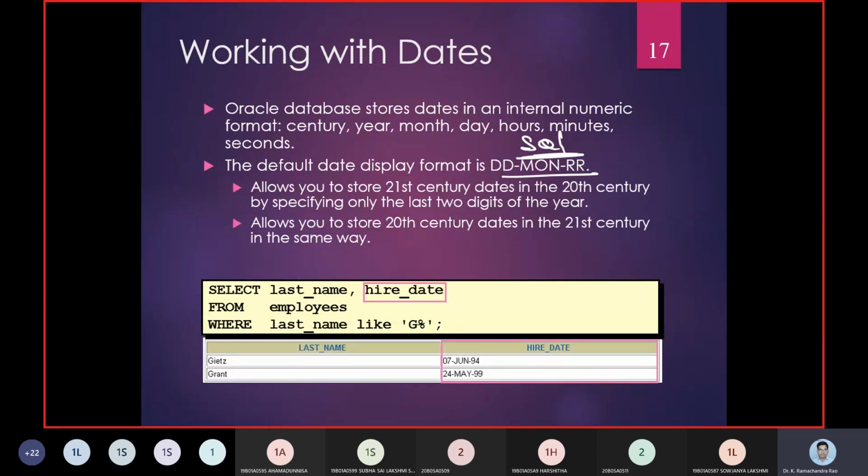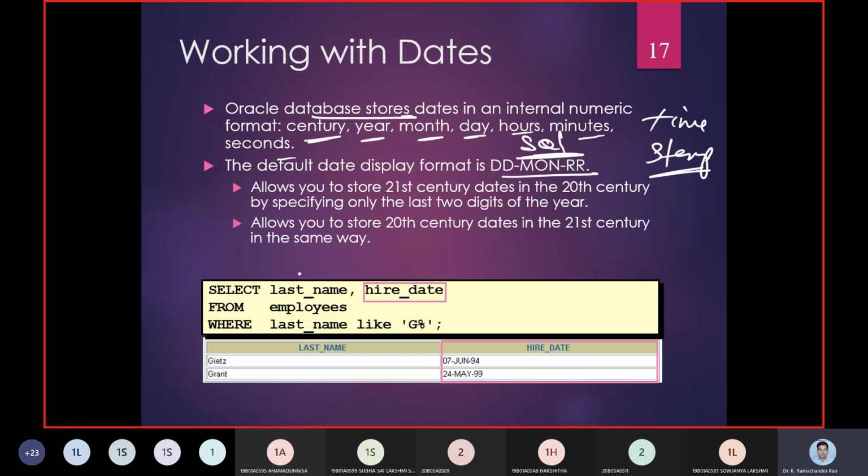So date, month, and year. So that was the default. But anyhow, Oracle database is going to store the values in the format of century, year, month, day, hours, minutes and seconds. So this is what we call a timestamp. When we discuss a timestamp, we mention it with year, month, date, hours, minutes, and seconds, etc. So we worked with these timestamps.